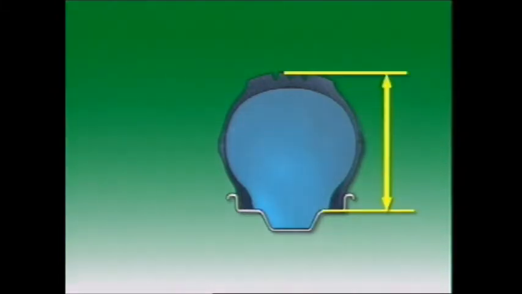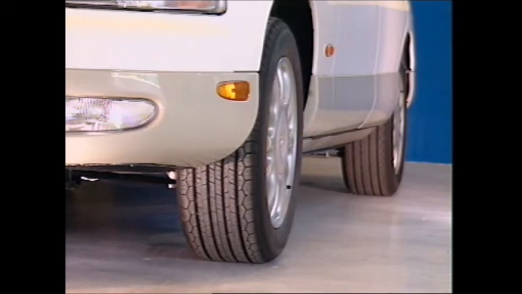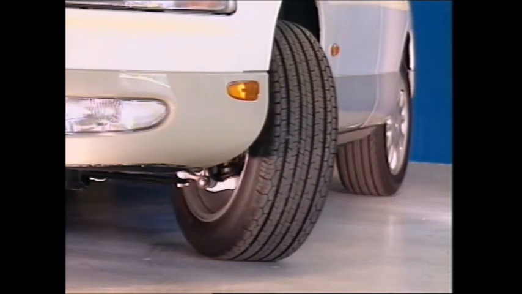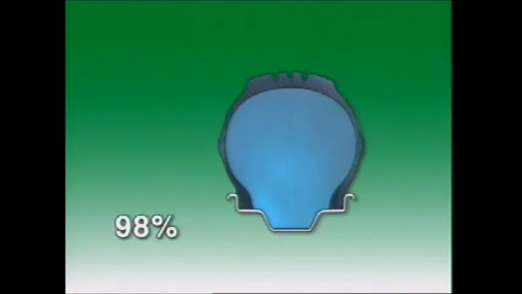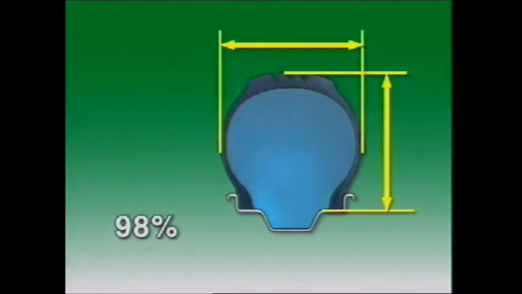The aspect ratio of a tyre is the ratio of its height to its width. It is usually given as a percentage. The lower a tyre's aspect ratio, the wider the tyre is in relation to its height. An aspect ratio of 98% means the section height of the tyre is slightly less than the section width. This is called a cushion or balloon tyre.